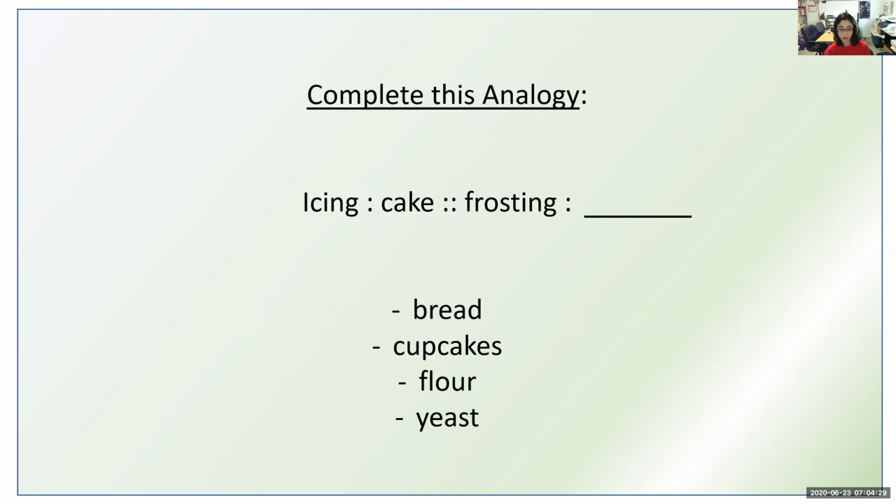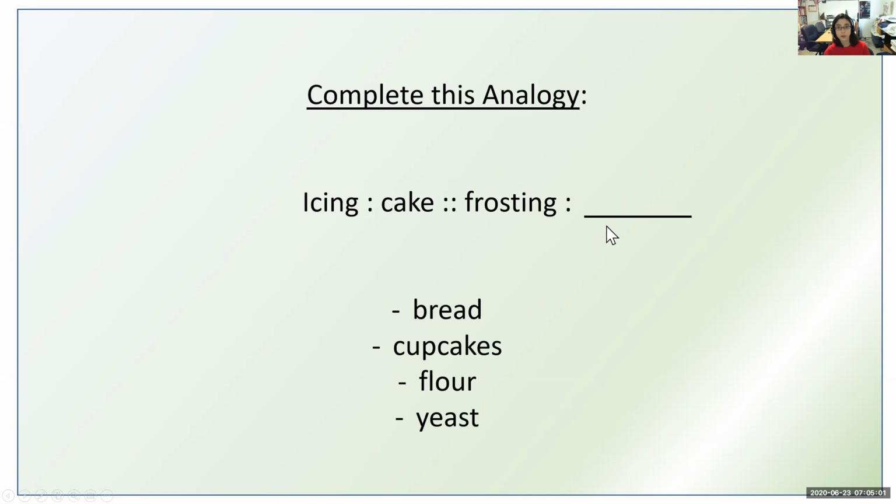All right. I am going to do one more with you, and then I'll let you do other ones on your own. So I've got icing is to cake, just as frosting is to something. So our answer is bread, cupcakes, flour, and yeast. Okay, so first let's compare icing and cake. What do icing and cake have in common? Well, the icing goes on top of the cake. Okay, so we've got icing is to cake, just as frosting, which will need to go on top of something. That's our main clue, our connecting detail.